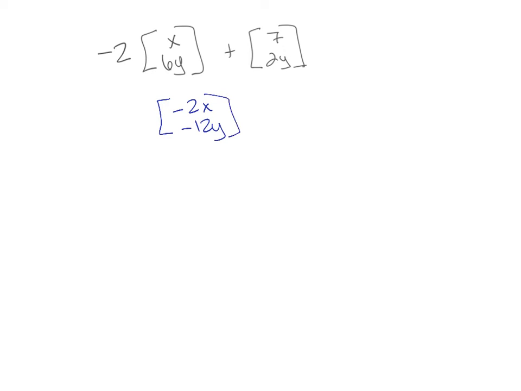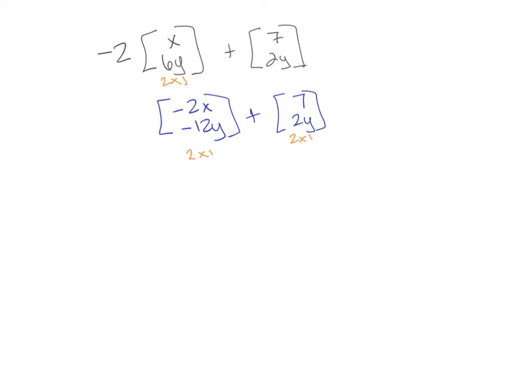And we can also check our order real quick. Our original matrix has 2 rows and 1 column. And when we finished multiplying through by that scalar, we still have 2 rows and 1 column. Now we want to add that second matrix, which was the 7 and the 2y. So again, to add or subtract matrices, the orders or their size has to be the same. We have 2 rows and 1 column. So now we can add these together.